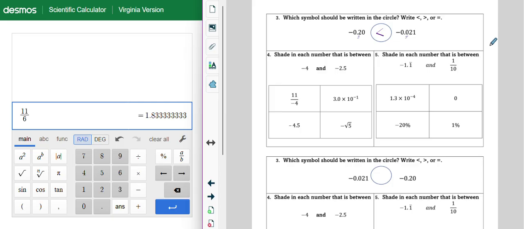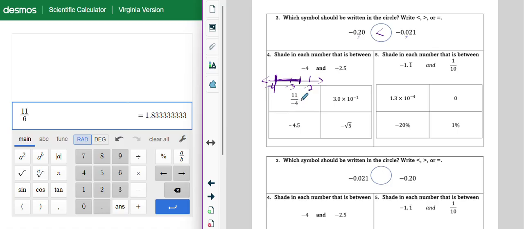Last two are the same idea. We're shading every number that's in between these two given numbers. So negative 4 to negative 2.5. We're looking for something that is bigger than this, but smaller than this. Might help to draw it on a number line, just so we could see it clearly. Negative 2.5 would be here. Negative 4 is there. So we're looking for things that are in between those two spots on the number line.